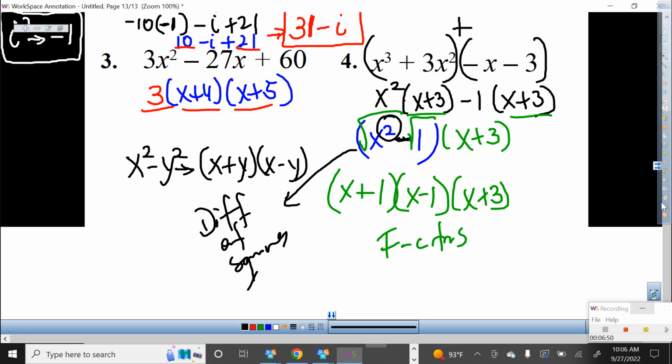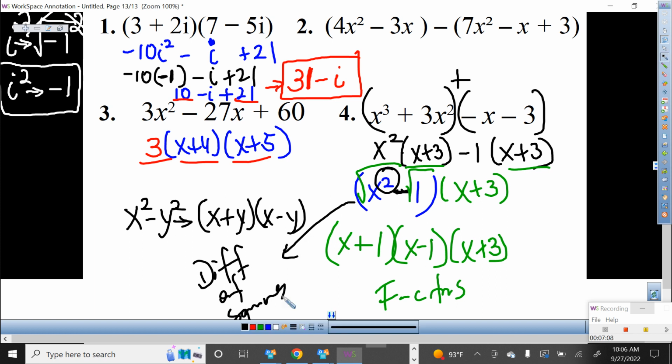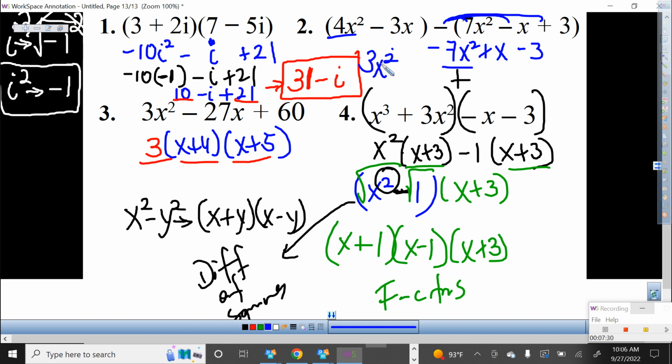All right. So let's see. Number 2, Andrew. Okay, close. So when we distribute this negative here, that becomes negative 7x squared plus x minus 3, and then we combine. That leaves us with 3x squared, and it's a negative. Then we got minus 2x, and then at the end, minus 3. And if you got that, okay, some of us.